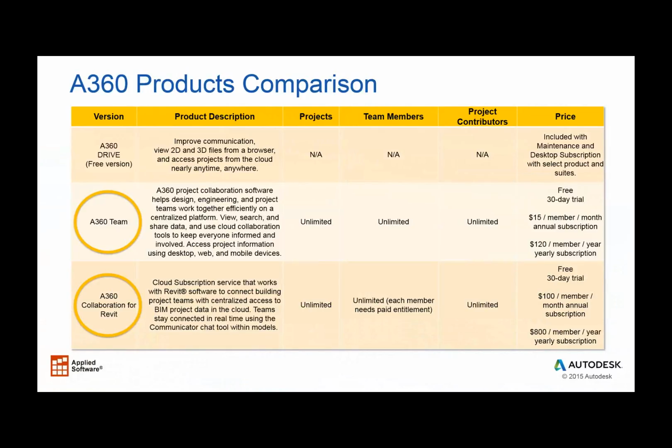A360 Drive is similar to Dropbox, and it's absolutely free. A360 Team enables a team to collaborate or put projects out on the cloud for downloading. This is basically a more efficient way of having an FTP site. And then finally, Collaboration for Revit, which I'm super excited to show you at the end of this presentation. Robbie and I are going to demonstrate Collaboration for Revit, and that's basically taking your file, and instead of having it on your local C drive or your server, it's located on the cloud. The great thing about this is that you can be anywhere in the world and have access to your project.